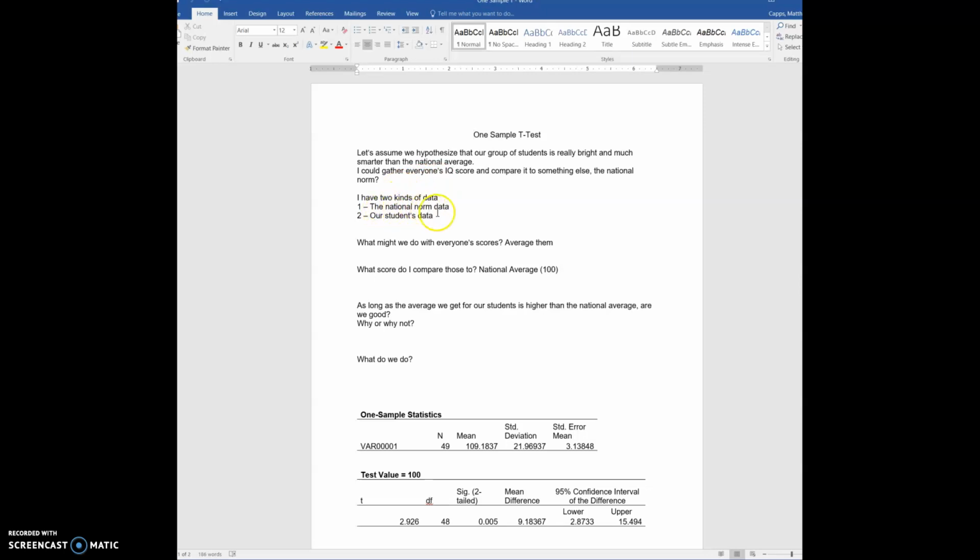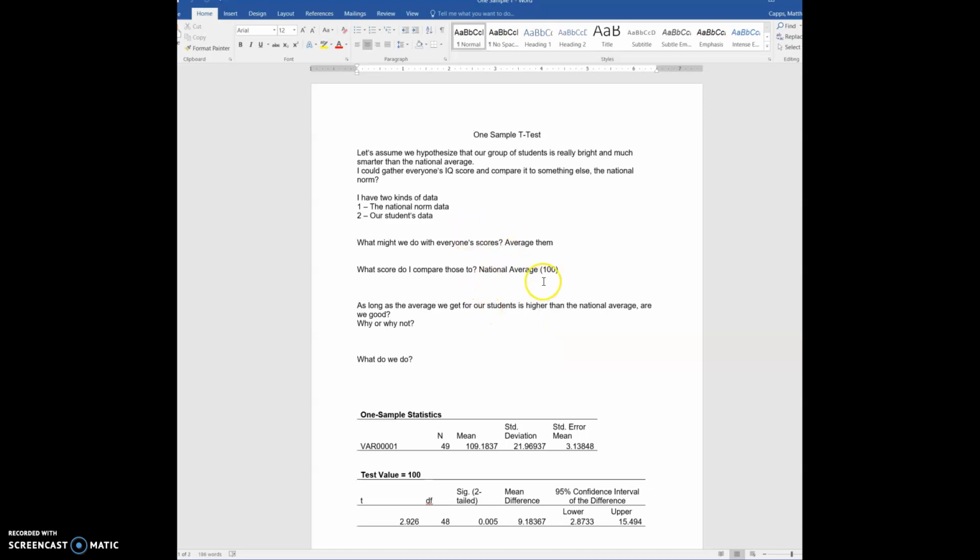One is the national norming data, and if you remember an IQ, the average IQ is 100. And our students' data, however many there are. So what can we do with everyone's scores? Well, about the only thing that we could do is average them, take the arithmetic mean. It is possible to do the median or the mode. That's not the kind of test that this is going to run. It's going to take an average.